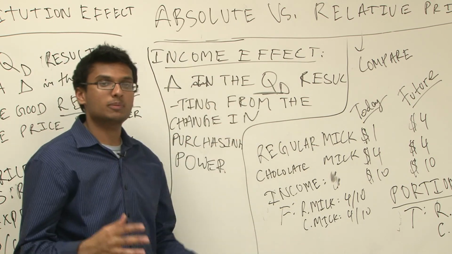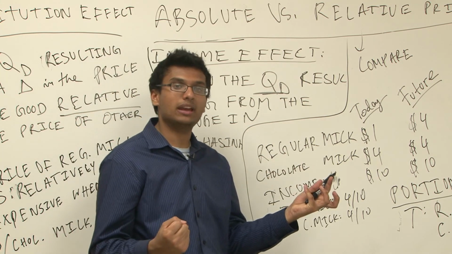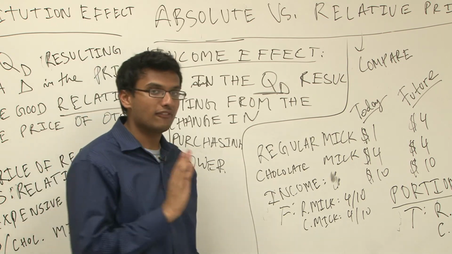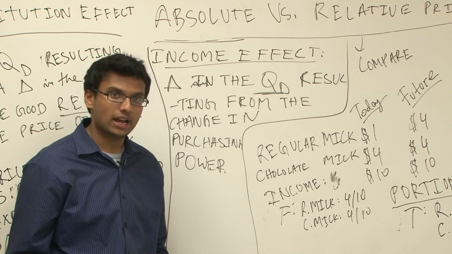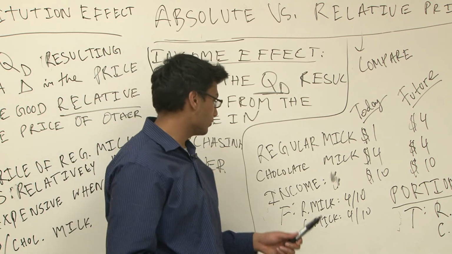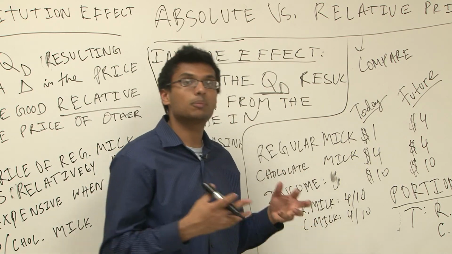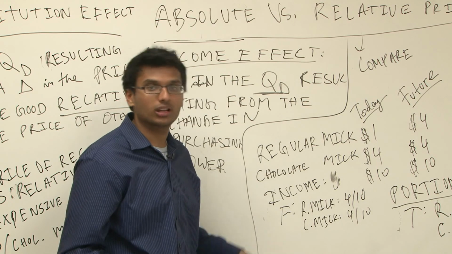So the income effect talks about how income affects the quantity demanded of that good. And everything's relative, guys. That's why I explain relative pricing so much. Because our purchasing power has gone down, we can't afford as much regular milk anymore because regular milk has become more expensive. The purchasing power of our regular milk has gone down.